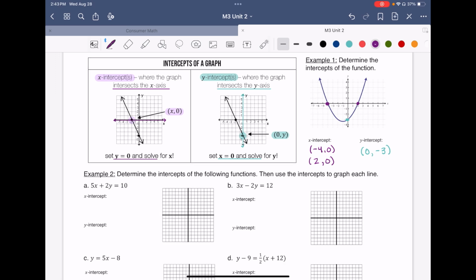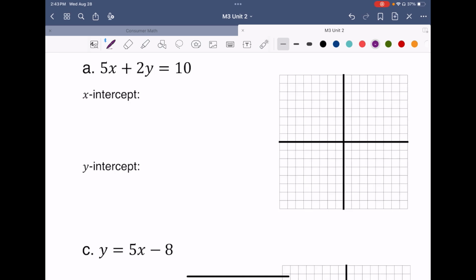Okay, so for example 2, we're going to go ahead and find the x-intercept and the y-intercept of each equation, and then we're going to use those intercepts to create the linear graphs. So starting with example A. Now we remember with x-intercept y equals 0. So I basically take 5x plus 2 and I replace the y with 0 equals 10. If I multiply anything by 0, it cancels that term out. So I get 5x equals 10.